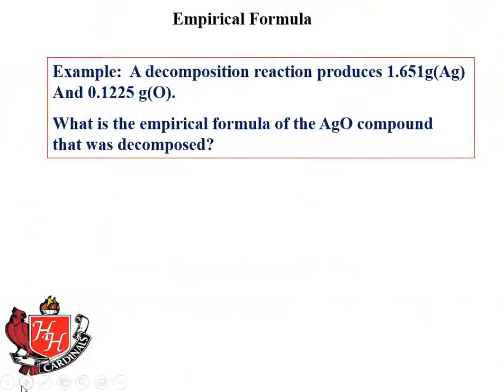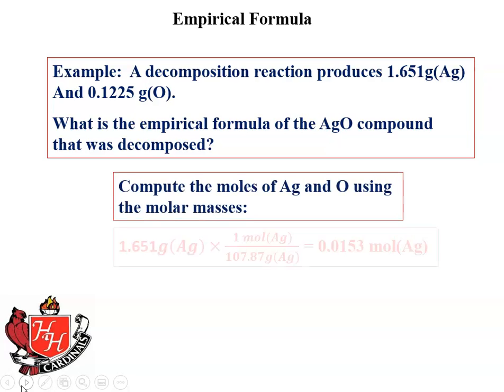Okay, let's do another one of these. A decomposition reaction produces 1.651 grams of silver and 0.122 grams of oxygen. What is the empirical formula of the silver oxygen compound that was decomposed? So see how many of these steps you can do on your own. What's the first thing we do with the grams? We can never work with grams in a chemical equation or a chemical formula. So what do we have to do? We have to convert to moles. So we're going to do that.